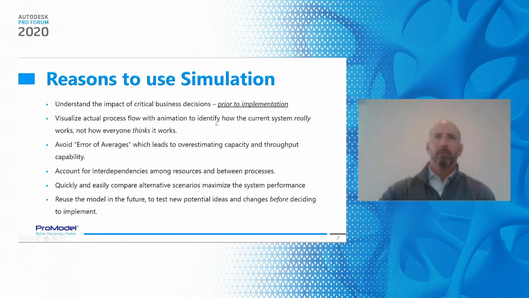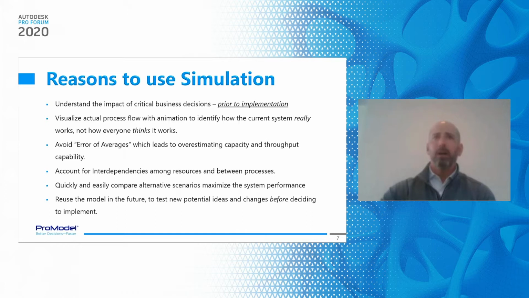So summarizing where simulation can help, there's lots of reasons to use simulation. Some of the key reasons why you would use simulation: it allows you to experiment and understand the impact of critical decisions in a low-risk environment. It allows you to visualize the actual process flow with animation to identify how the current system really works, not how everyone thinks it works. So it's going to predict based on inputs how the system's going to perform, a quantifiable tool versus a subjective tool.